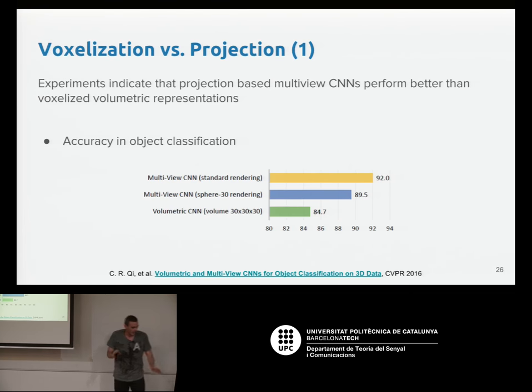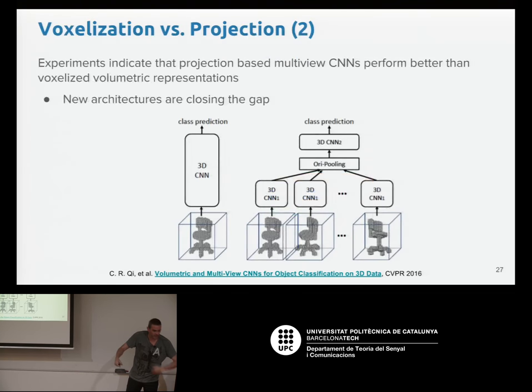Okay. I have to also say that, of course, new architectures are appearing that are closing this gap. For instance, they actually propose a network. Instead of voxelizing for a single network, they voxelize at different orientations, and then you feed all these networks and pool, and this class prediction is much closer to this multi-view representation. So at the end, what they are saying is that if you incorporate this multi-view aspect into the voxels, they will also behave correctly. The network will learn.